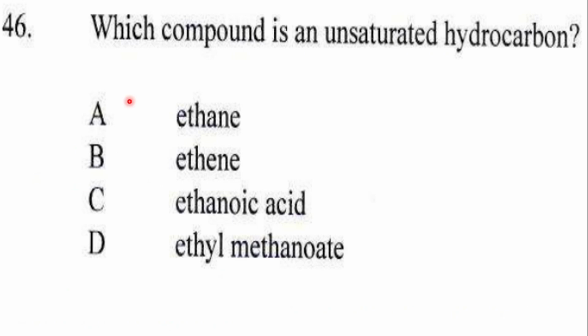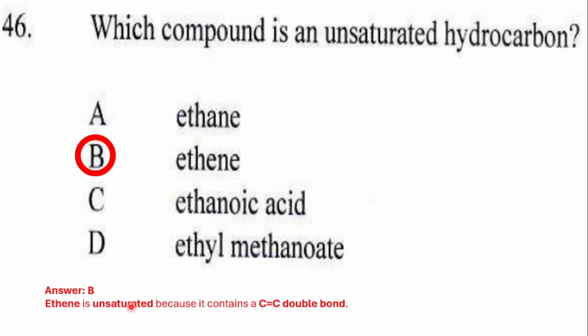Let's move on to question number 46, and it says, which compound is an unsaturated hydrocarbon? Is it ethane, ethene, ethanoic acid, or ethyl methanoate? Well, the correct answer is definitely going to be B, ethene, because ethene is unsaturated because it contains a double bond. So C, double bond C. All right, so this is because it has a double bond, it's going to be unsaturated.